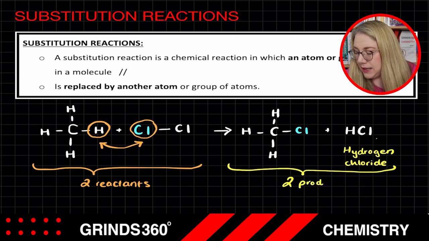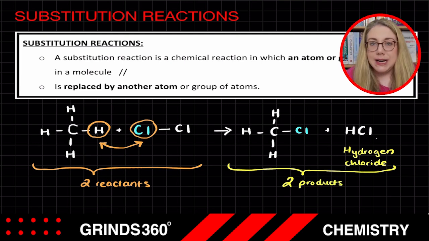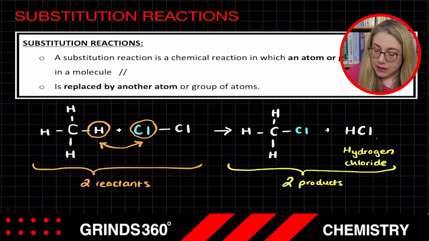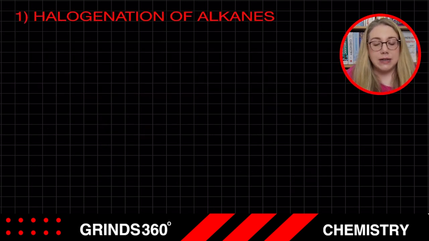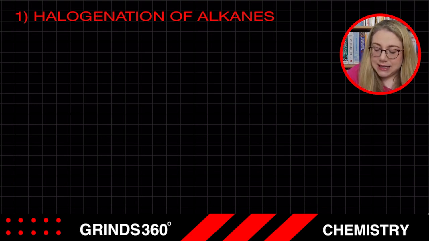When you start with two things and end up with two things, we're going to classify that as a substitution reaction. But when you dig into it, basically all we have done is substituted one of the hydrogens for a chlorine atom. You've just swapped them around. Now, in this section, we're going to talk about the halogenation of alkanes as the first reaction that we need to discuss. The halogenation of alkanes is basically where we are going to put a halogen on an alkane, like we saw in the previous reaction.